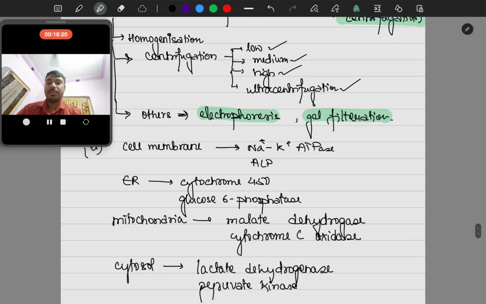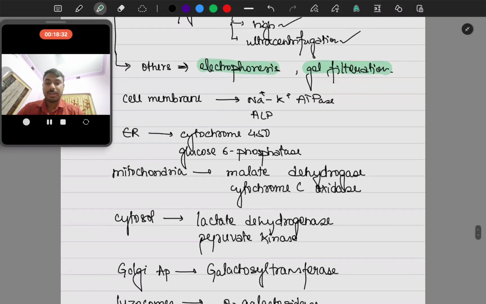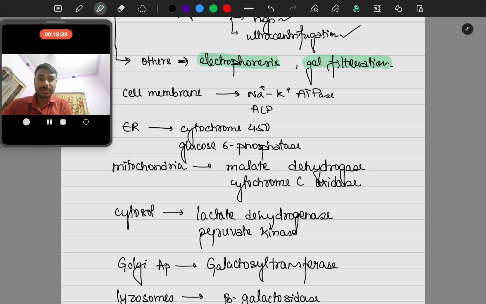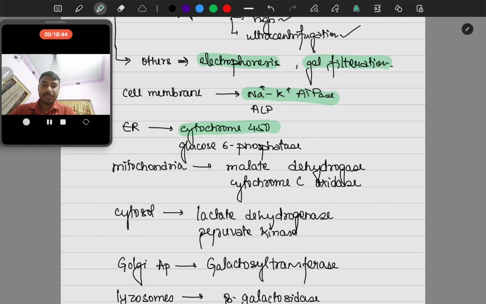In endoplasmic reticulum, mainly cytochrome P450 and glucose 6 phosphatase are present, so these can act as markers. In mitochondria, there can be malate dehydrogenase and cytochrome C oxidase. The main enzymes I am marking here: sodium potassium ATPase, cytochrome P450. In mitochondria, it is cytochrome C oxidase. In cytosol, there can be pyruvate kinase. These enzymes you should remember.